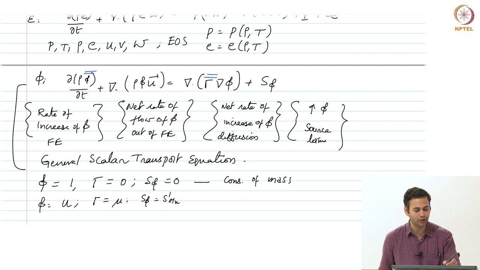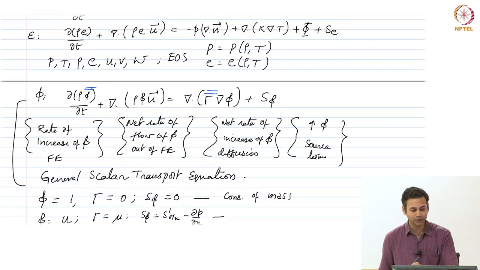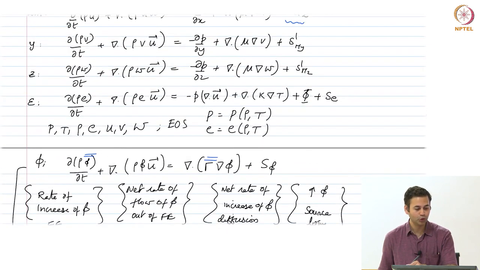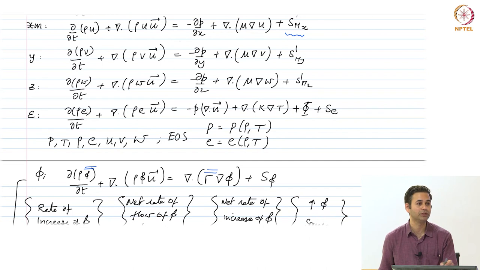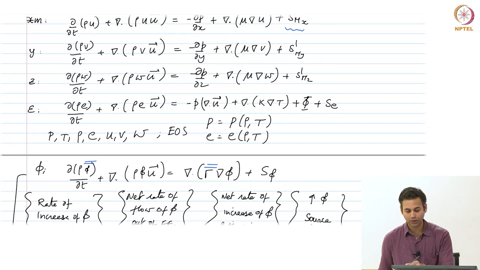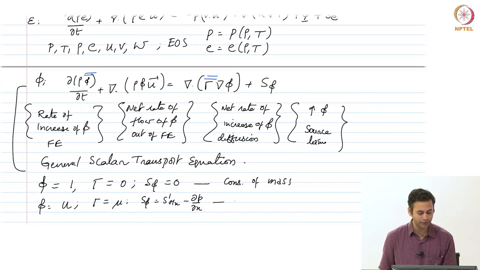We have not yet figured out how to put this term, so I'm going to dump this pressure gradient term into the source for now, okay? Then if you plug in all these quantities, you're going to get the u x component of the Navier-Stokes equations, isn't it? So this would give you the x component of the Navier-Stokes equation, okay?